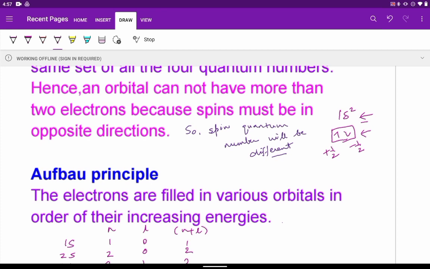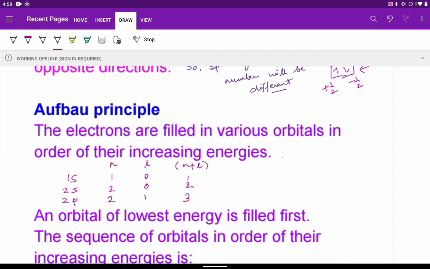Next is Aufbau principle. It states that the electrons are filled in various orbitals in order of their increasing energies. That is, now see, if we see the first 3 orbitals like 1s, in the first shell there is only s orbital, that is 1s orbital. For the 1s orbital, value for n is 1, and since it is s, value for l will be 0. So n plus l is 1 plus 0, that is 1.